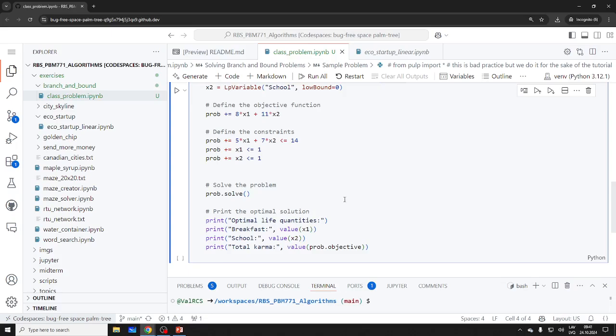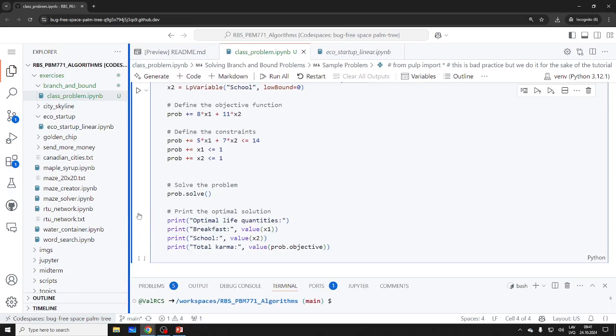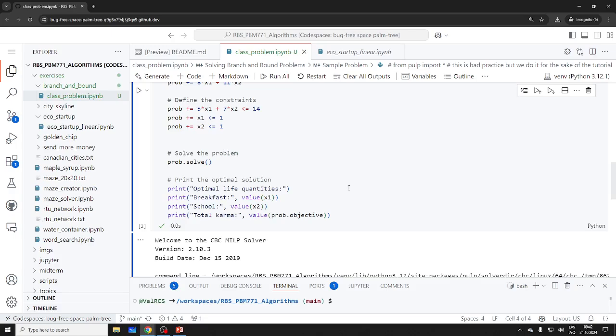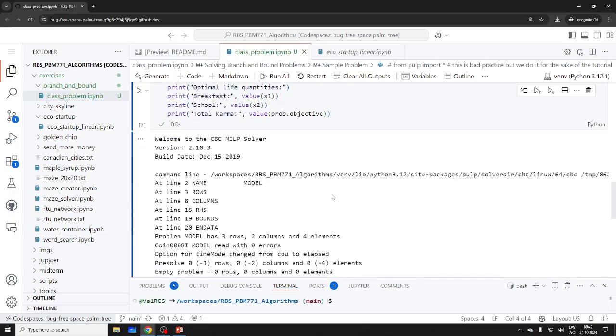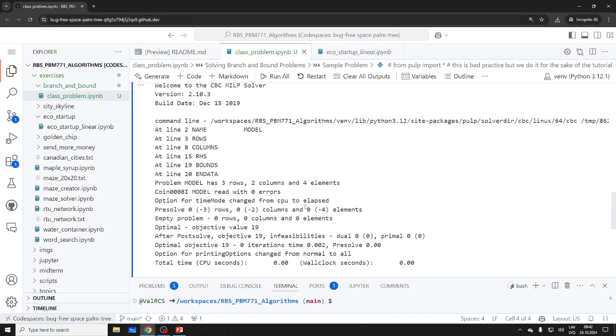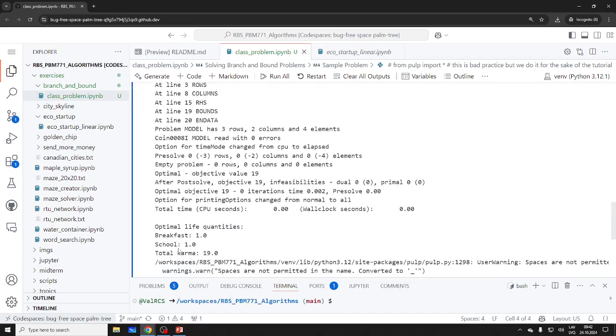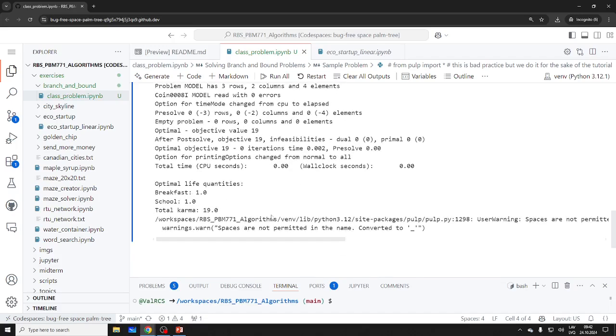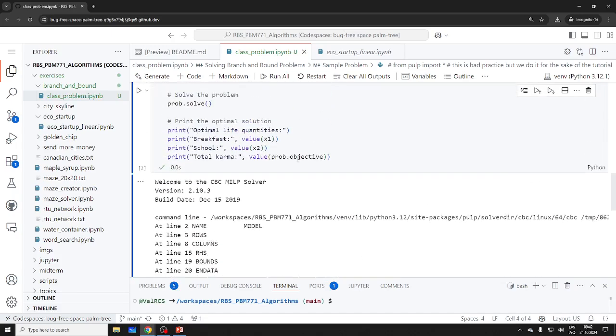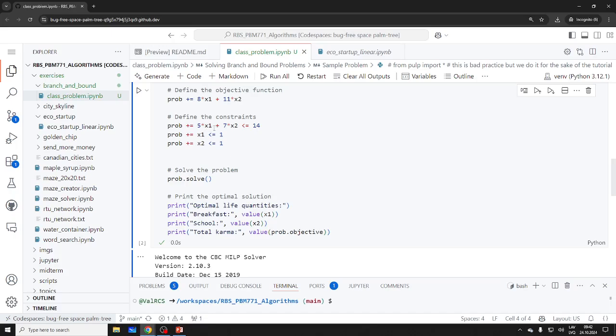Total karma. How much karma do we get if we could have non-binary choices, a partial breakfast and partial attendance of school? That's what we're trying to do. Let's do it. If this works, I don't know. Okay, so breakfast, school, total karma, 1 is the actual value. That gives you 19. And this actually works, 5 plus 7 is 12, and it gives you 19. Yeah, of course it works.